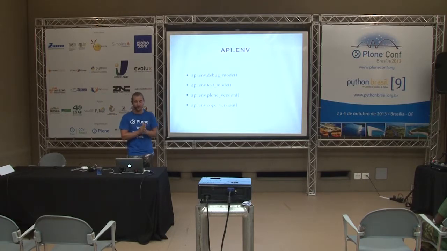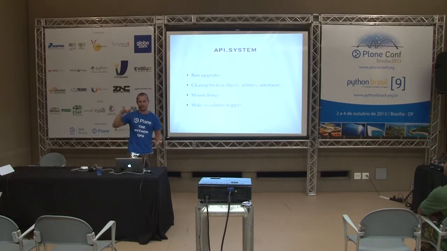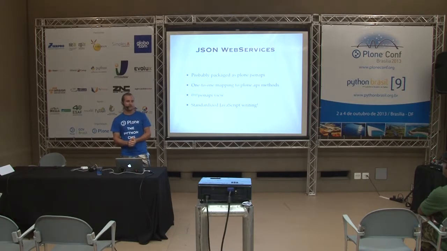And the Plone version and Zope version, and maybe add-ons: listed add-ons, installed add-ons, available add-ons, versions of add-ons. Also, should this version be the file system version or the installed version or both? This one needs more discussion. It would be really cool to have support for upgrades and cleanup of broken objects, utilities, interfaces, stuff like that. And a wet dream of every JavaScript Plone developer, so only Garbas in this room: somewhat of a JSON mapping to the Plone API methods, so you have one preferred way to write your JavaScript commands.